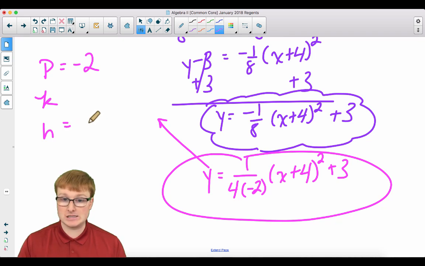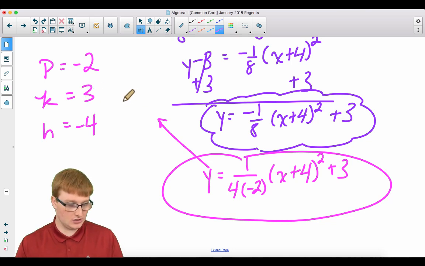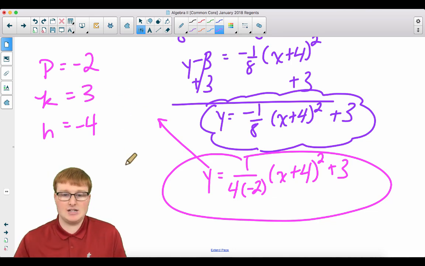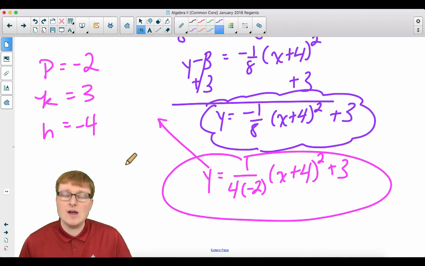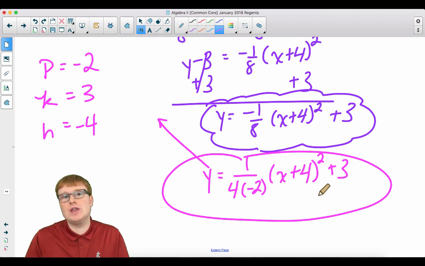H is negative 4. And your k value is 3. Some of you might be saying to yourself, how in the world did you get h to be negative 4? It's positive right there. Can't you read? Of course I can read. But you have to understand that this is a horizontal shift to the left by 4 units. So it's actually technically negative.